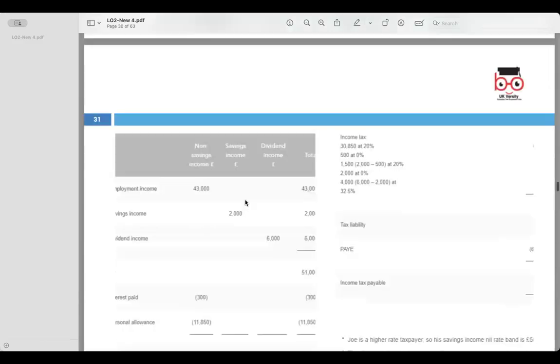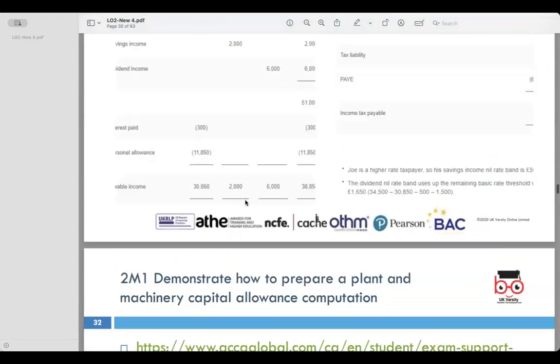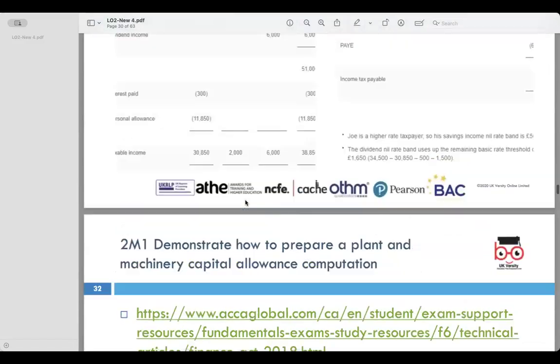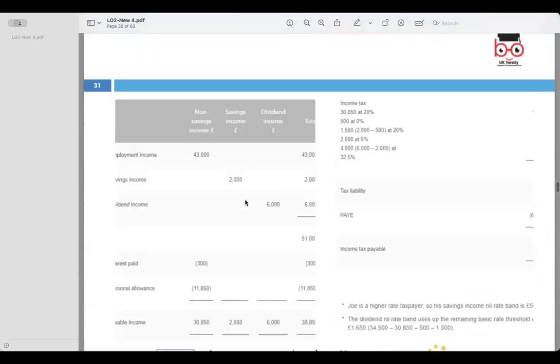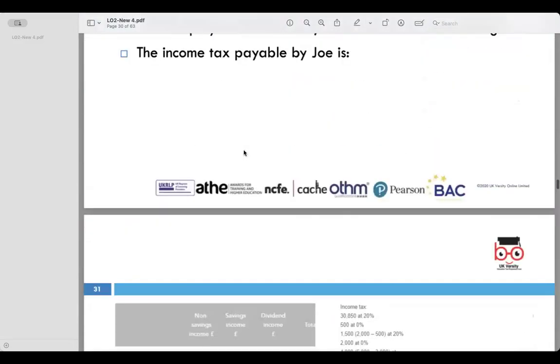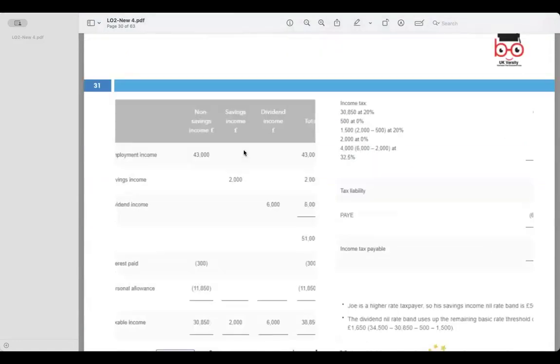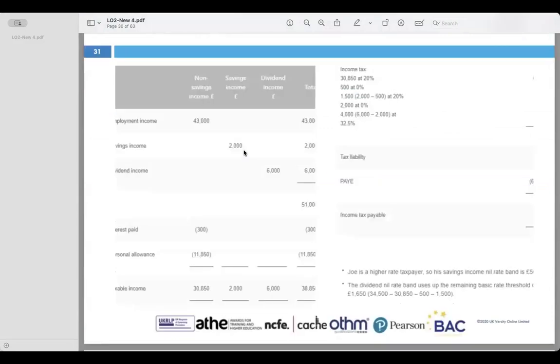So in order to demonstrate the process of preparing a plant and machinery capital allowances computation, here is the calculation for this. As I said, Joe was subject to a deduction of £6,230 in pay from his earnings by his employer. So Joe is responsible for paying the following amount of income tax: taxable income, non-savings, savings income, dividend income, and tax total.